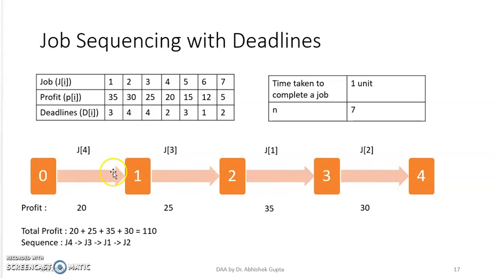Now all the slots have been allocated, so we cannot allot another job, and now we can add the profit. The profits are 20, 25, 35, and 30, so it makes 110. So the total profit is 110, and the sequence of jobs is J4, J3, J1, J2. So using this algorithm, the sequence of jobs is this one.